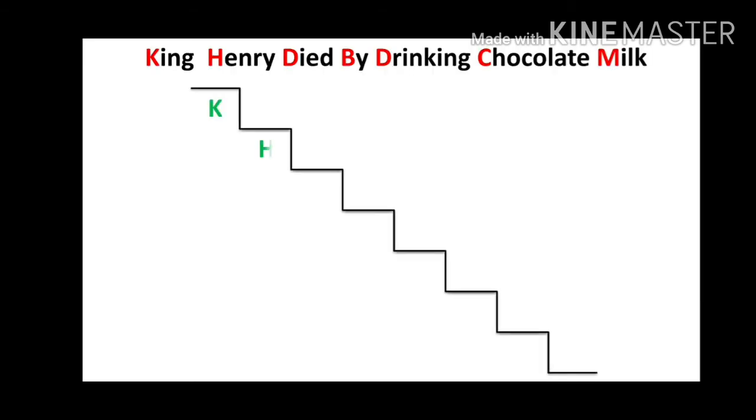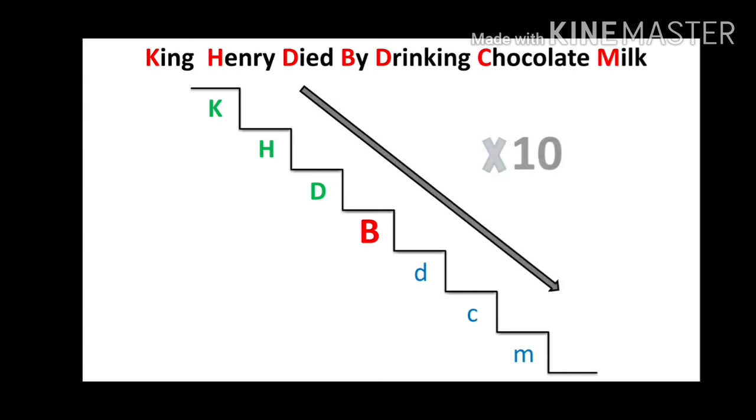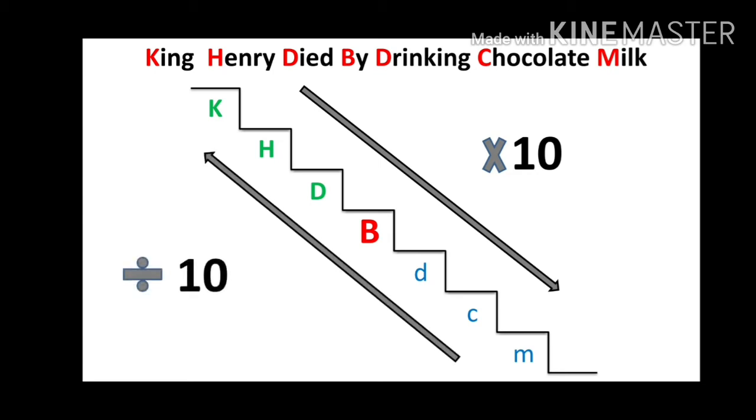Now let's see this formula. King Henry died by drinking chocolate milk. We have arranged it so that as we go from top to down, we multiply by 10. And when we go from down to up, we divide by 10. We can easily see this one. As you can see, it is like a staircase.